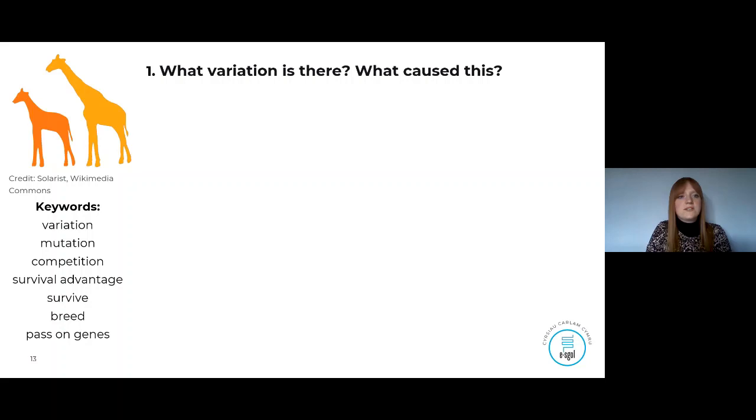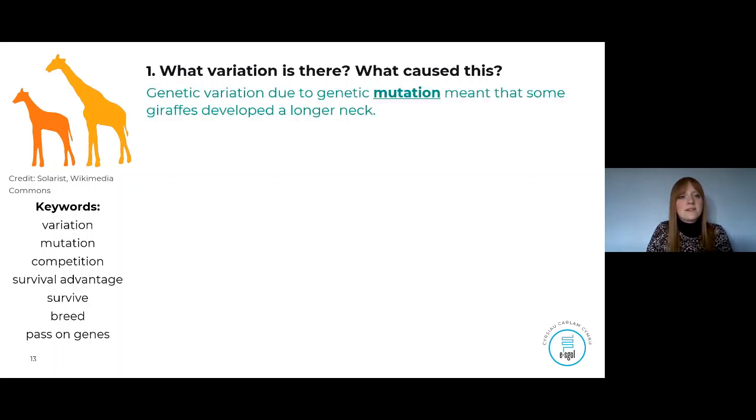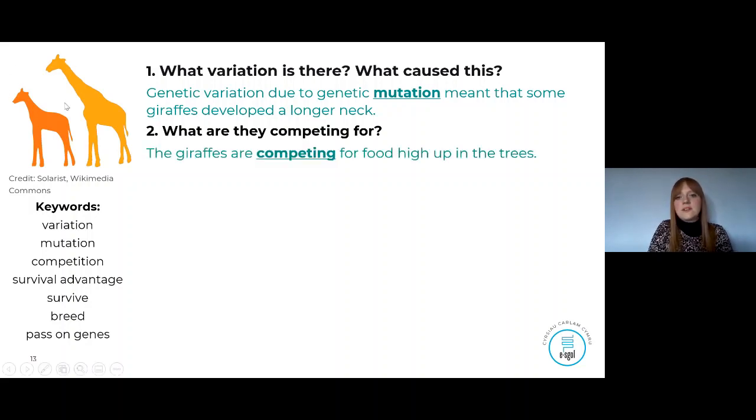Well, we ask the same questions. What variation is there? And what caused this? So there is genetic variation due to a mutation in their genes. That meant that some giraffes developed a longer neck, whereas some giraffes had a shorter neck. What are they competing for? Well, in this example, they need food. The giraffes are competing for food, which is found high up in the trees.